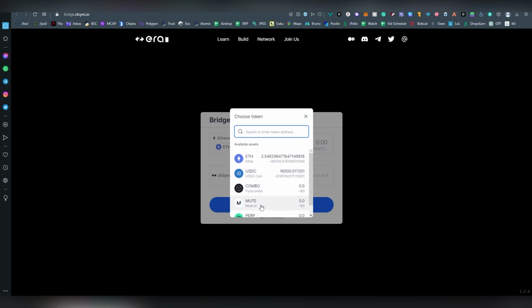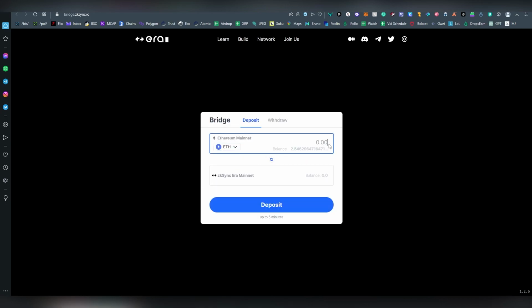Perp mute combo. Mute is basically the AMM exchange right now in ZkSync. I bought a little of it. I'm not giving financial advice. And I'm going to be posting 0.1 Ethereum. There might be certain types of requirements for ZkSync, so if you didn't deposit this much, you may not be eligible for the airdrop.